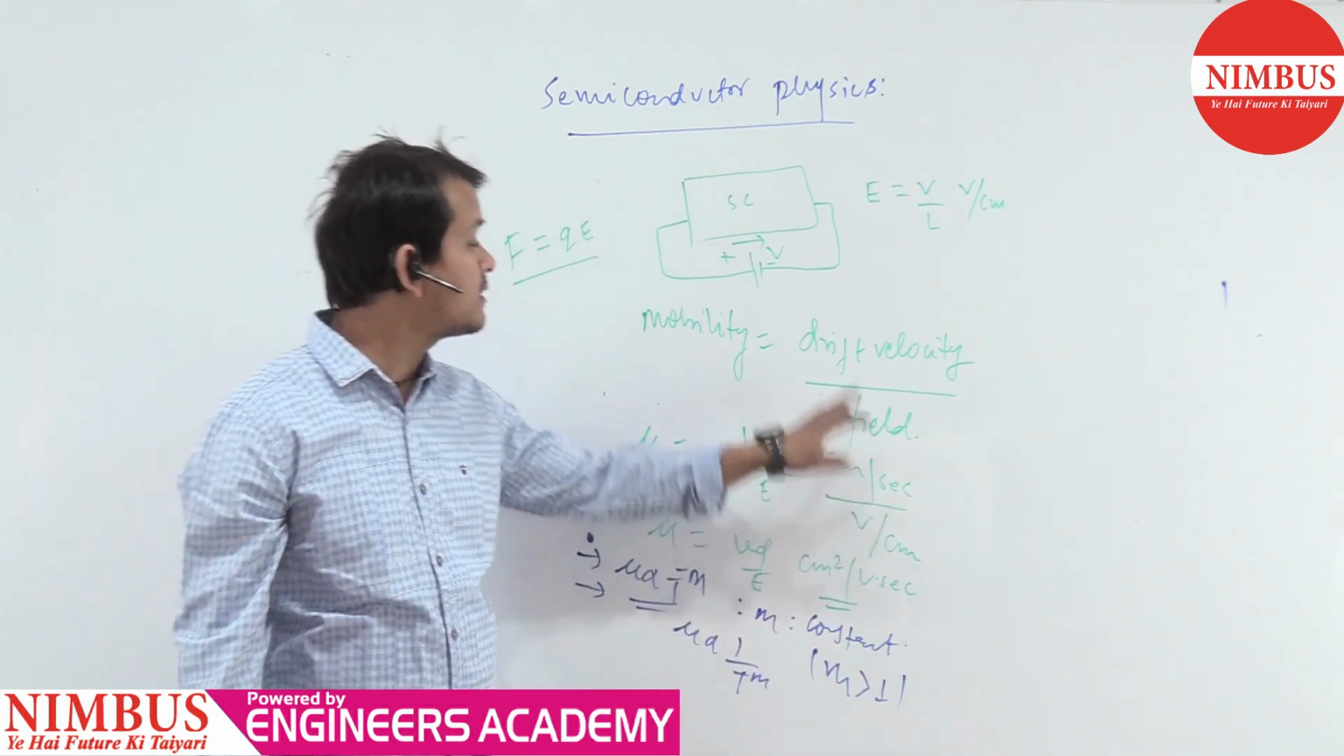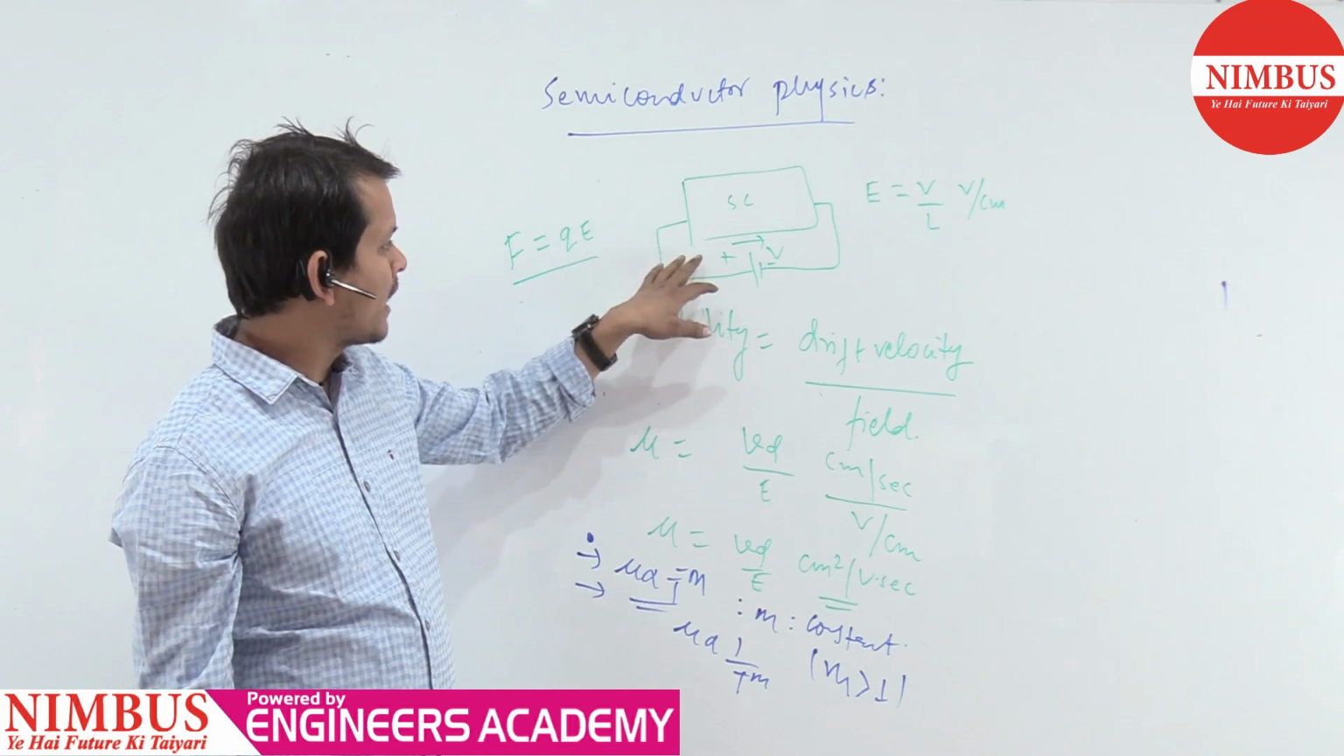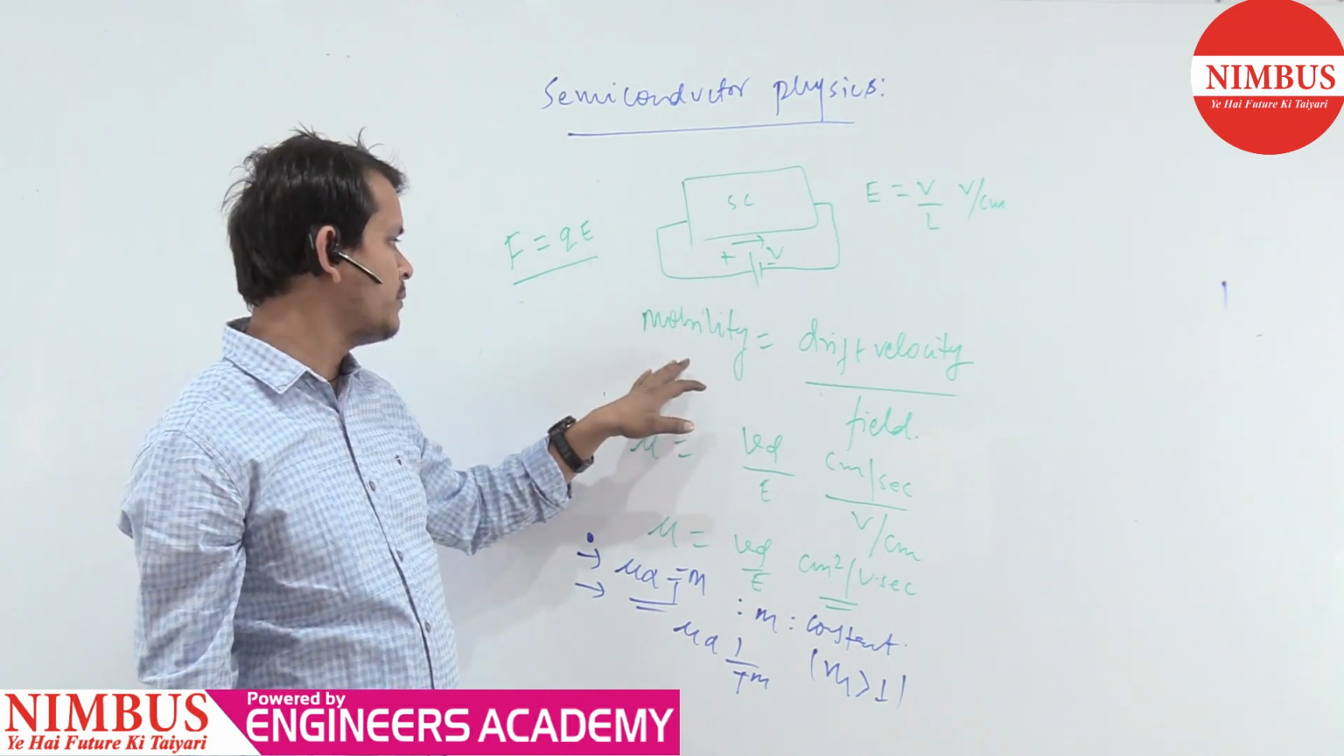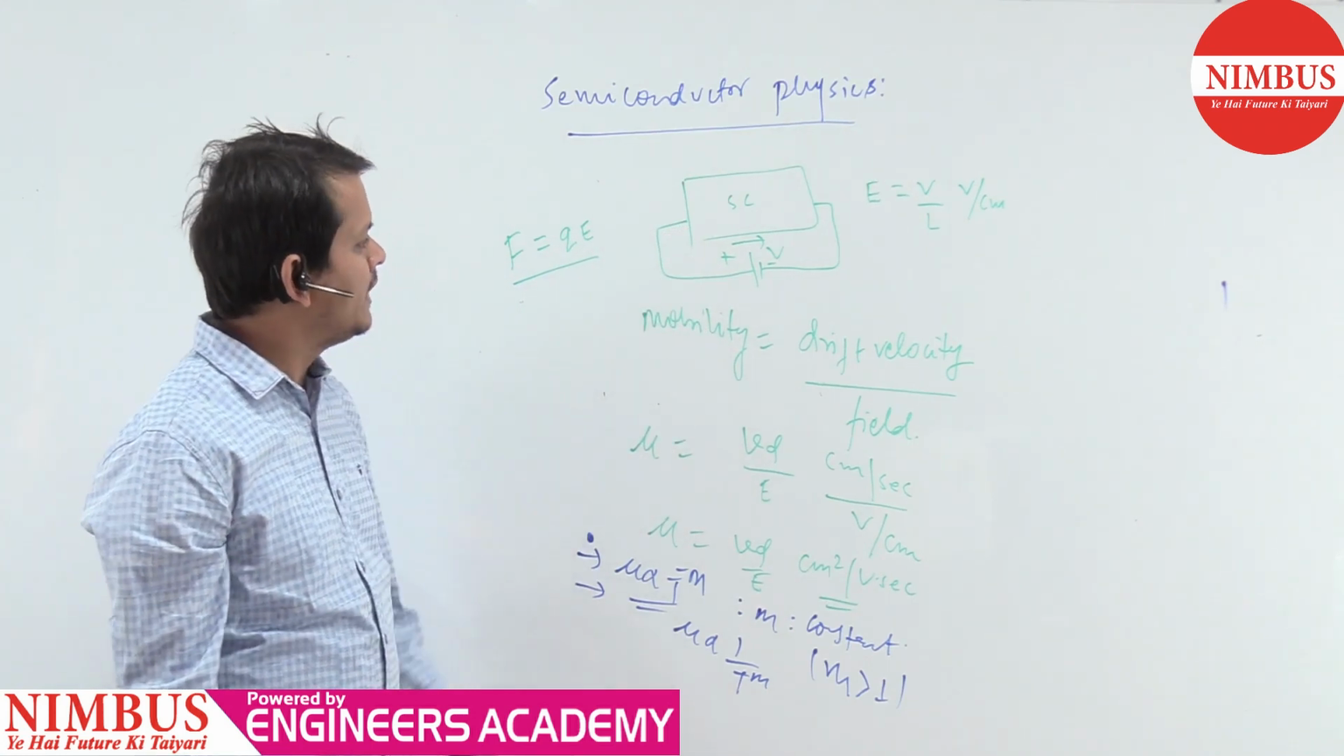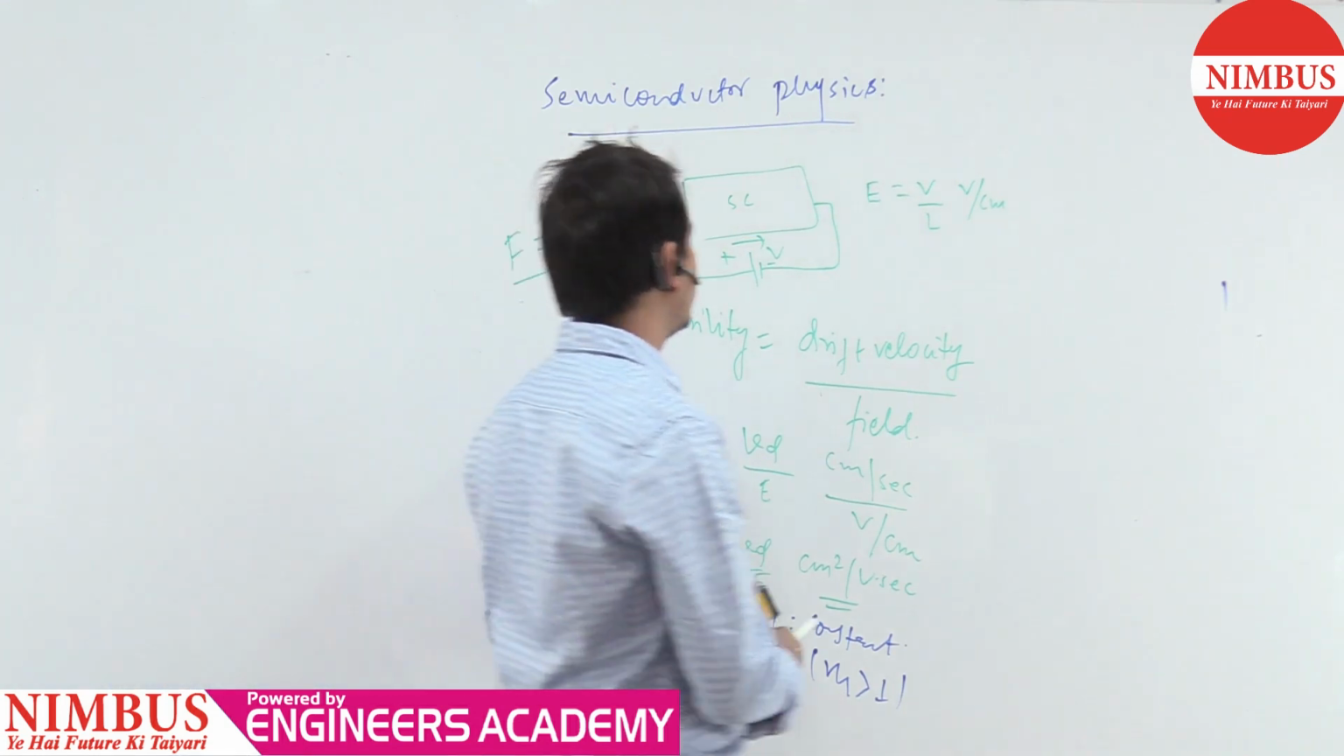Okay, so this is the first parameter, or I say term, in transport phenomena: mobility. So I explain like this. Now I take another term which is called conductivity. So what is conductivity?